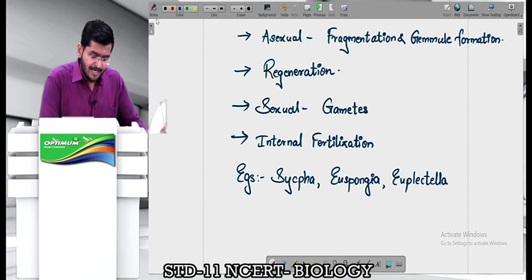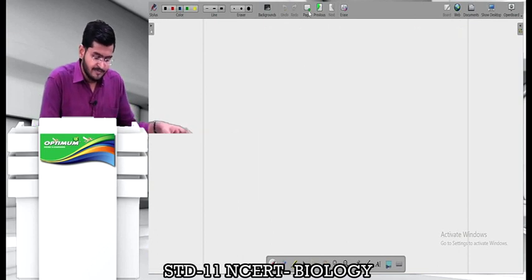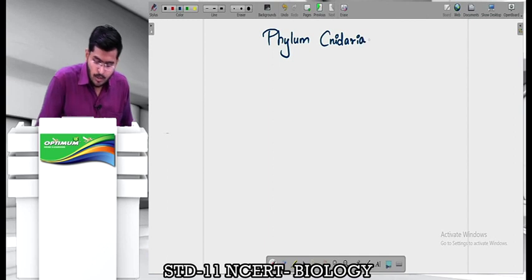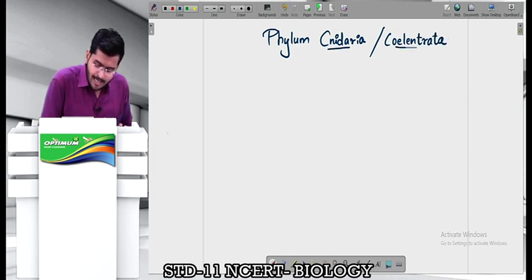which is a very important phylum, called phylum Coelenterata. So let us speak about this phylum, which is called phylum Cnidaria. This is the name which is used in your textbook, so I want you to know this name as well. But let me tell you that it is very popularly also called phylum Coelenterata. Okay, so Cnidaria and Coelenterata.